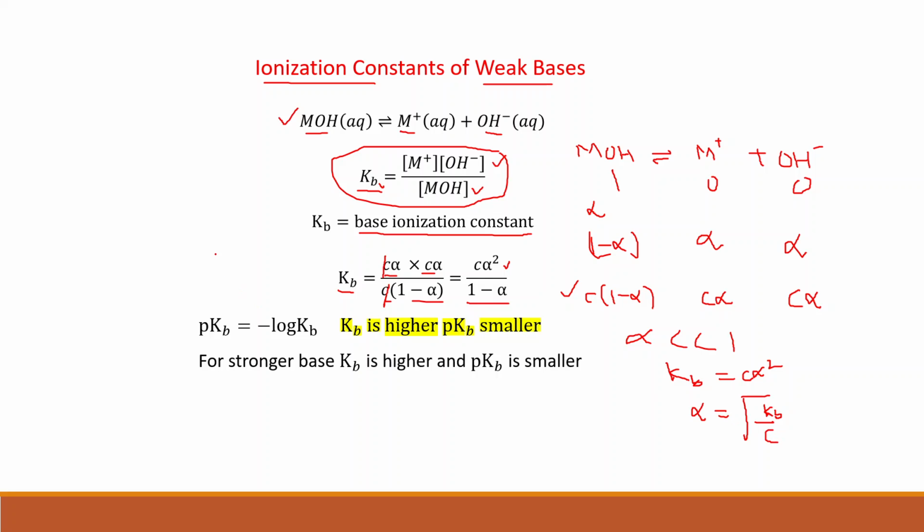Again, if we take the negative log of Kb, we get pKb. So we can write pKb is equal to minus log Kb. Again, this Kb represents the strength of the base. If Kb is higher, it means the base is stronger. But according to this relationship, if Kb is higher, pKb will be smaller. For a stronger base, Kb is higher and pKb is smaller.